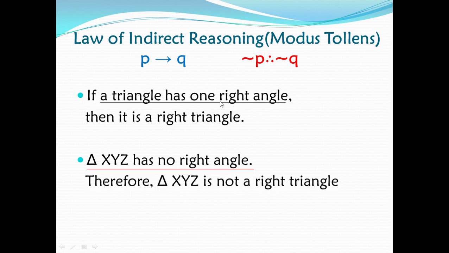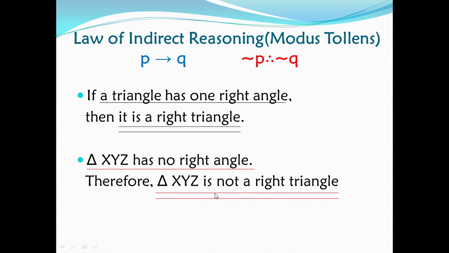So, si P, negated, ito na siya, has one right angle, dito naman has no right angle. Pagdating sa conclusion, it is a right triangle. Pagdating sa kanya, it is not a right triangle. Yun yung law of indirect reasoning.